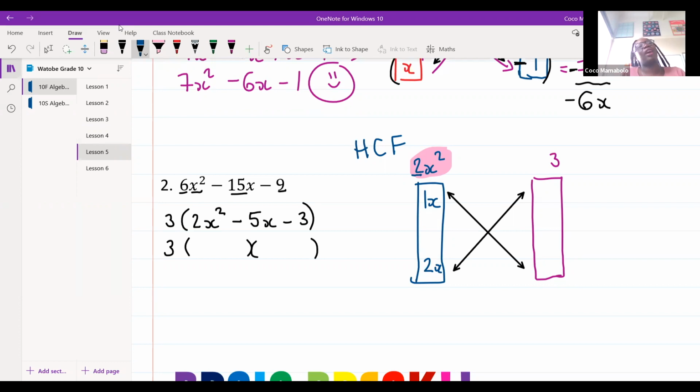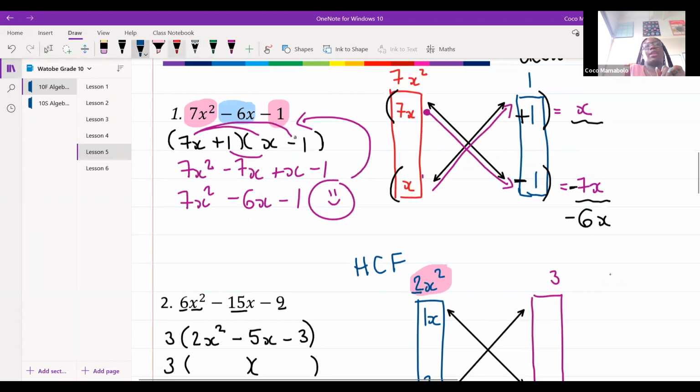Stembile says, so we identify the highest common factor first, then we use the cross method. 100% Stembile. That's exactly what we need to do. When Letabo says, ma'am, why didn't you use this in the last slide? That's because, guys, 7 and 6 and 1 don't have a common factor that I can take out. There's no number that can go into all 3 of them. So I can't take out a common factor. And that's why we went straight to the question.